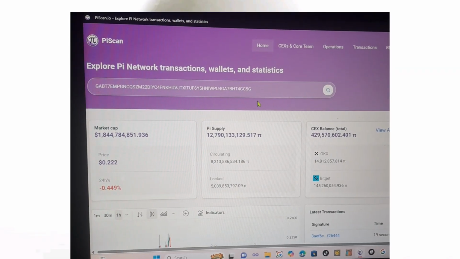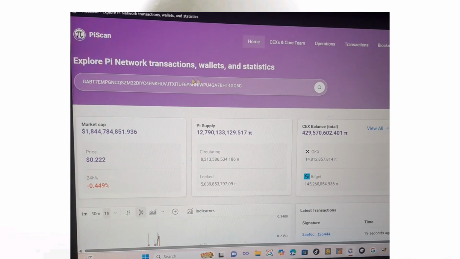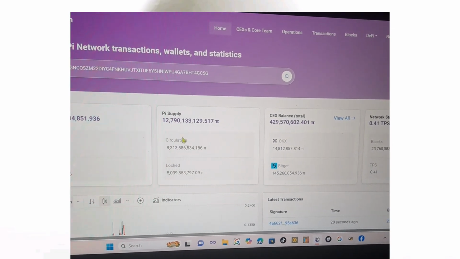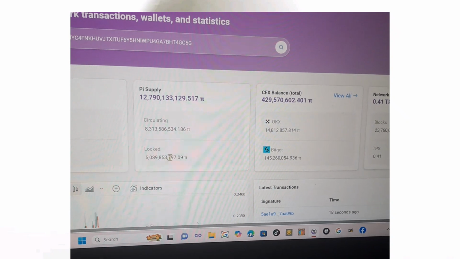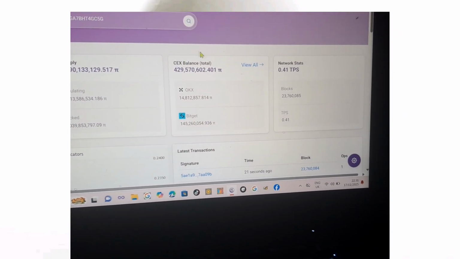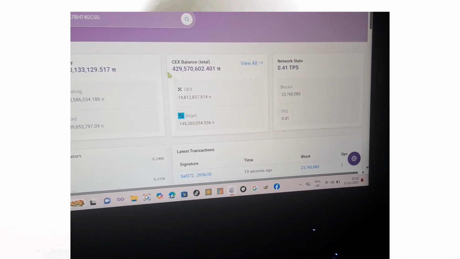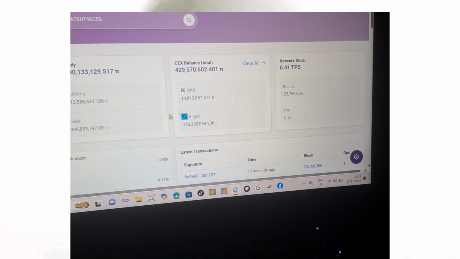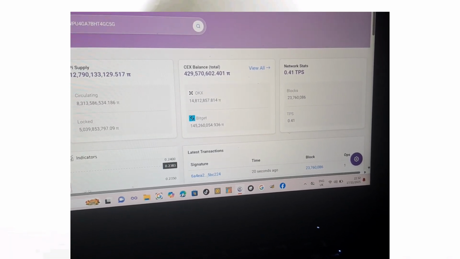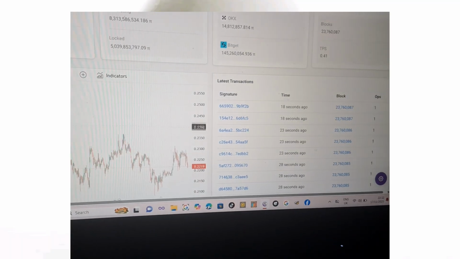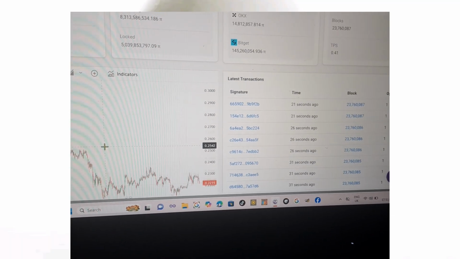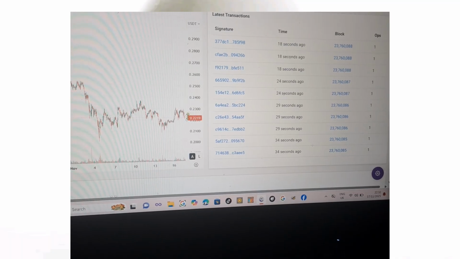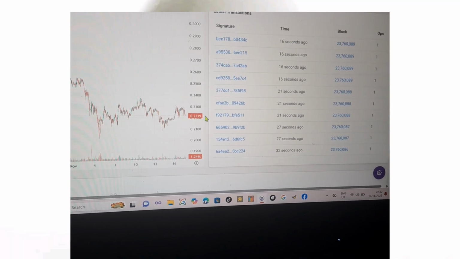So this is the home interface of this tool. You can see we have the market cap here, the Pi supply here, the circulating supply, the locked Pi, CEX balances. This is the balance of Pi in the crypto exchanges. And also we have the pie chart here. This is the chart showing all the movements, the trends, and the price of Pi. Like now it is trading at this amount.